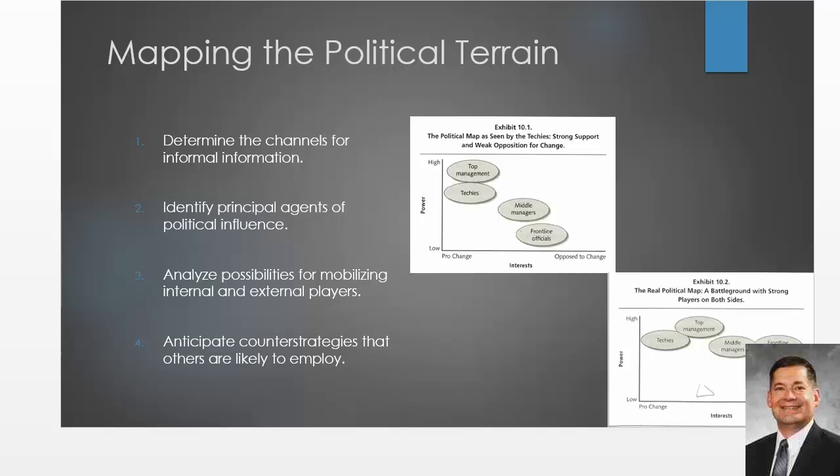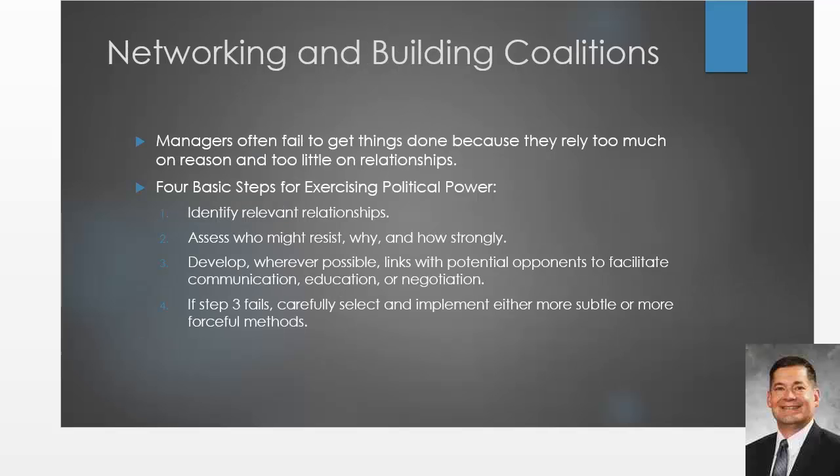All right, so this is the second of 4. We've talked about mapping the political terrain, talked about 4 steps associated with mapping the political terrain. We're now going to move on to this idea of networking and building coalitions. So managers fail often to get things done because they rely too much on reason and too little on relationships.